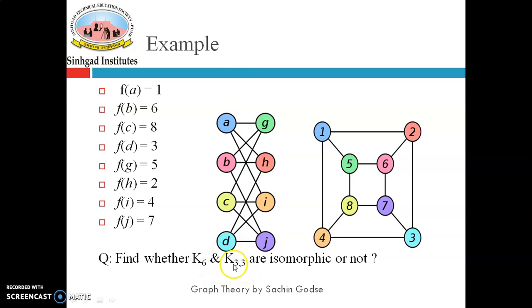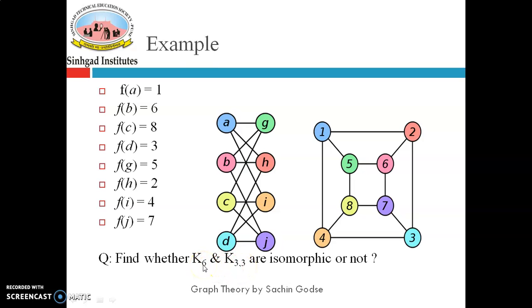But in the case of K3,3, a complete bipartite graph, the degree of each vertex will be 3. So the first condition is satisfied, that is, 6 vertices here and also 6 vertices there.